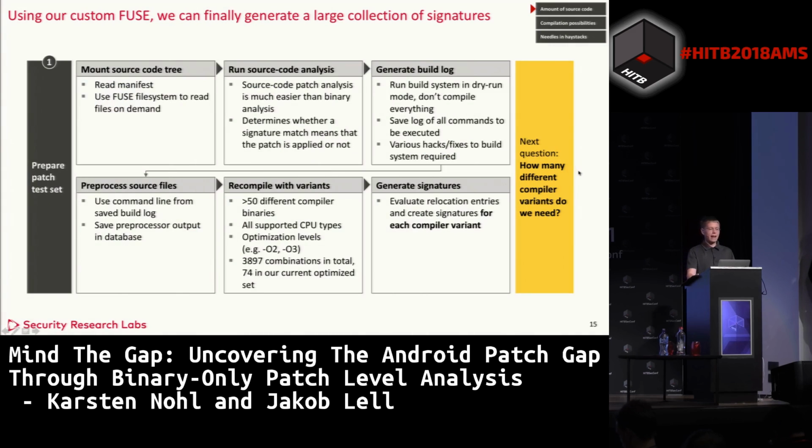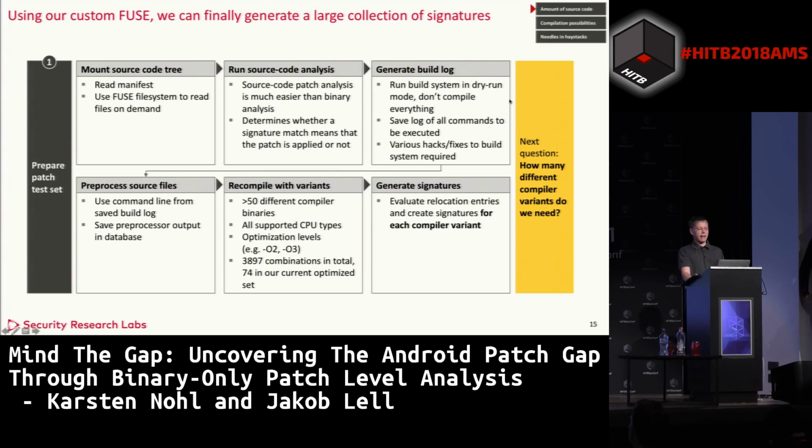So now that we are able to handle all this data, all the different Android source code trees, we can actually try to compile it. We don't want to compile everything in our Android systems because this would take a couple of hours for each source code tree. So we just run the build system in dry run mode and record the commands which it would use to compile everything.